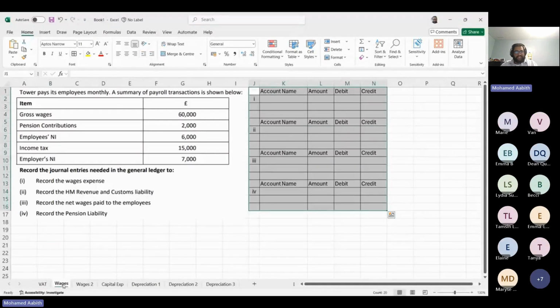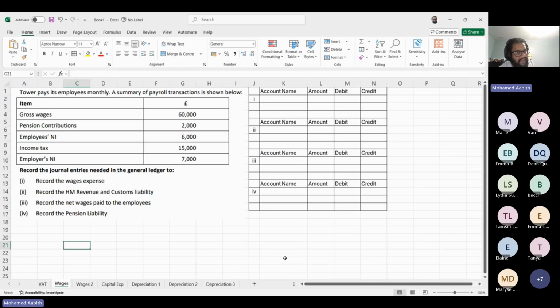Let's stop sharing again. Windows, Excel. Now, let's look at the quick wages expense question here. They're asking you this question. Tower pays its employees monthly. A summary of the payroll transactions is shown below. Wages are £60,000. Pension contributions is £2,000. Employer's NI £6,000. Income tax is £15,000. That's a lot of money there. Employer's NI, it's going to be £7,000.